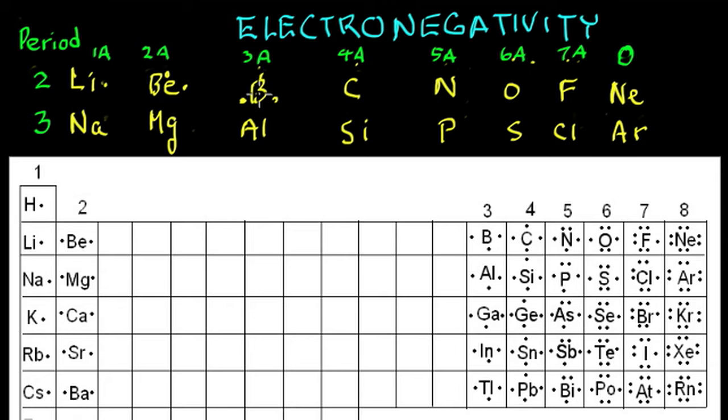1, 2, 3, 4 for carbon. 1, 2, 3, 4, 5 for nitrogen. 1, 2, 3, 4, 5, 6 for oxygen. 1, 2, 3, 4, 5, 6, 7 for fluorine. And neon, which is a noble gas, it doesn't react with anything, is 8. We could remove that. The same thing would be true for chlorine and sulfur, the same family. It would start off with sodium, 1 valence electron, magnesium 2, aluminum 3, etc.